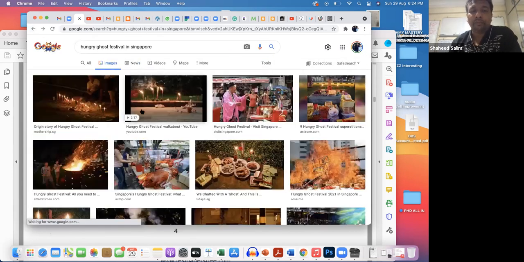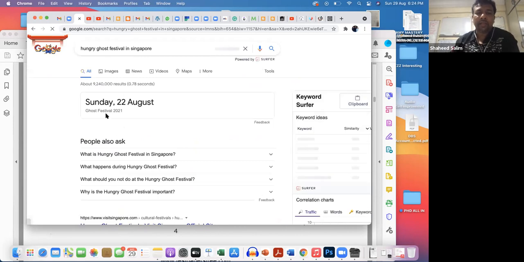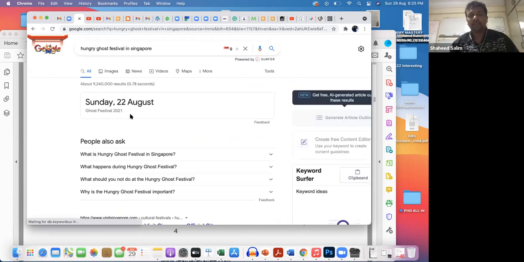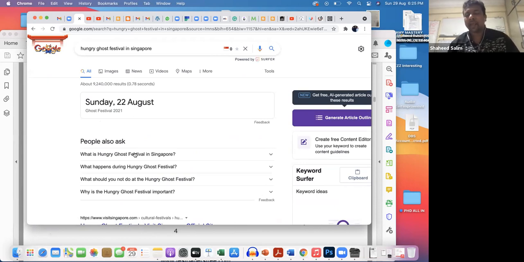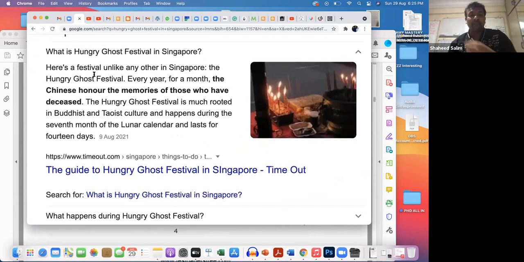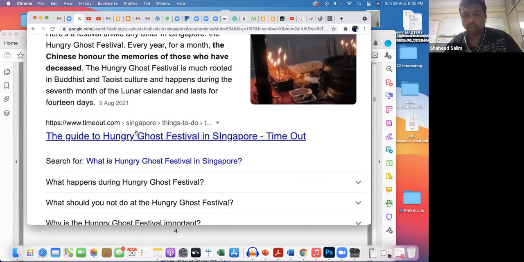Now in Singapore, you have the Hungry Ghost Festival. When is it? You can see, this month, 22nd August, Sunday, Ghost Festival. The Ghost Festival lasts for a few weeks or a month. A festival unlike any other in Singapore, the Hungry Ghost Festival. Every year for one month, the Chinese honor the memories of those who have died. It is rooted in Buddhist beliefs, but anyway, they are feeding the ghosts.